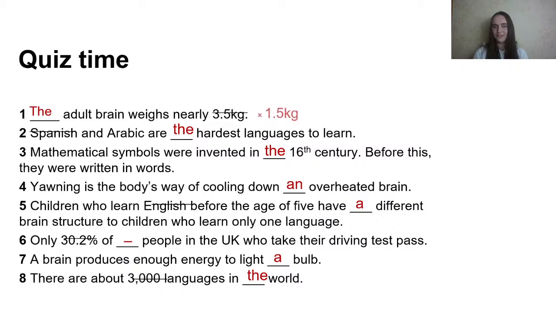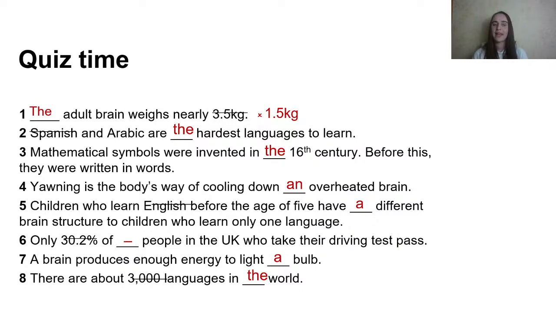1 kilo, almost 1.5. Yeah, so it's much lighter than it was stated. More than 2 kilos. No, David, it's not right. So the adult brain weighs nearly 1.5 kilos. So that's it. Almost, yeah, Yulia, that's right.